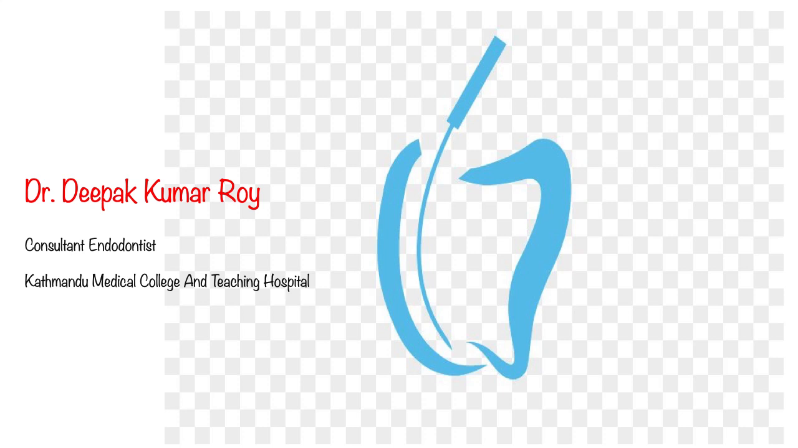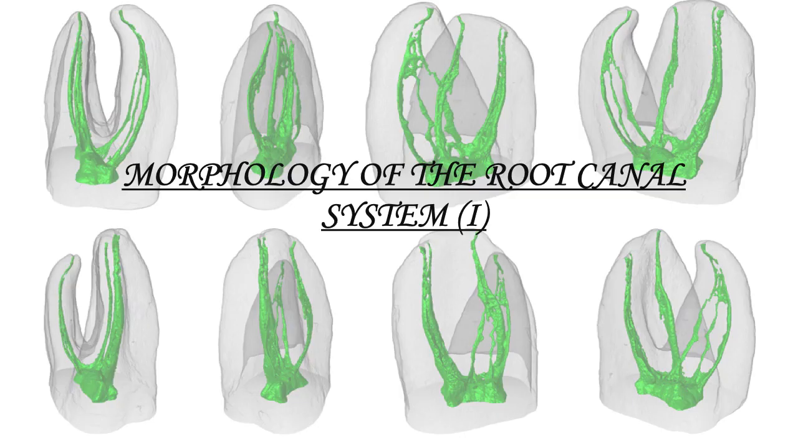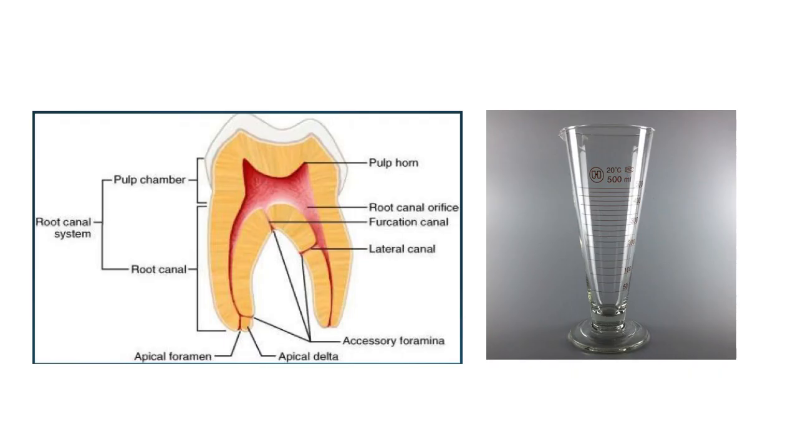Hello everyone, in this video I'll be talking about morphology of root canal system part 1, and part 2 will be discussed in the next video. When we look at the components of the root canal system, the entire space in the dentin where the pulp is housed is called the root canal system. And the outline of this system corresponds to the external contour of the tooth.